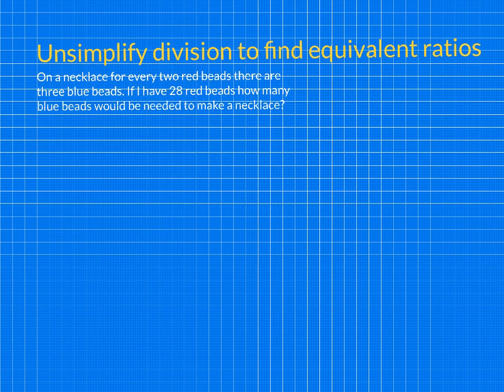In this example, we're going to use a method of unsimplifying division to find equivalent ratios. On a necklace, for every 2 red beads, there are 3 blue beads. So let's actually draw this situation. For every 2 red beads, we're going to then need to have 3 blue beads.